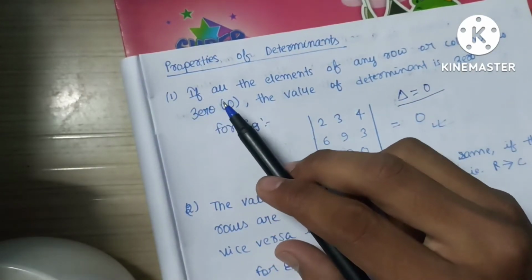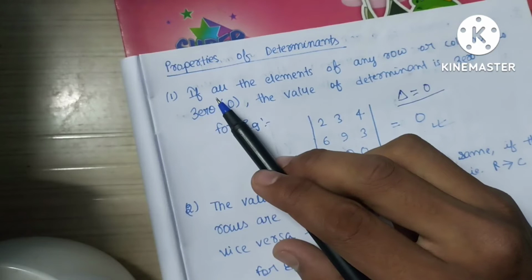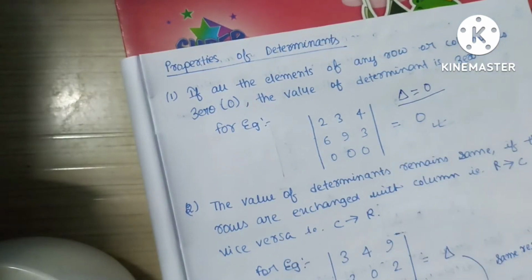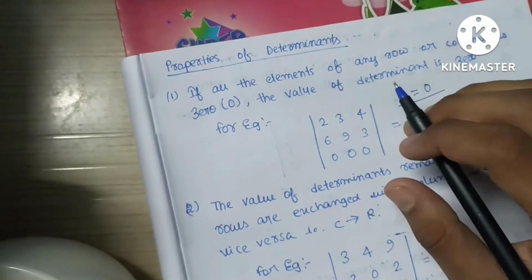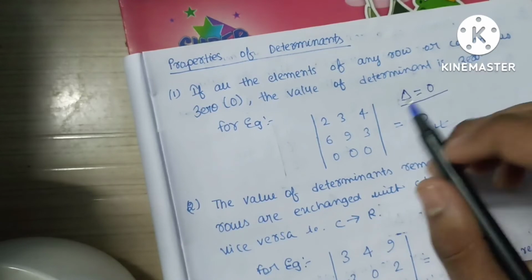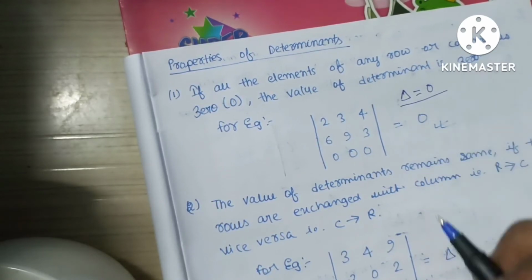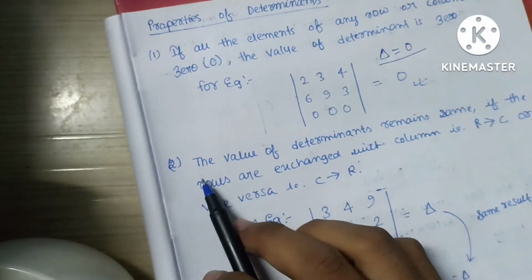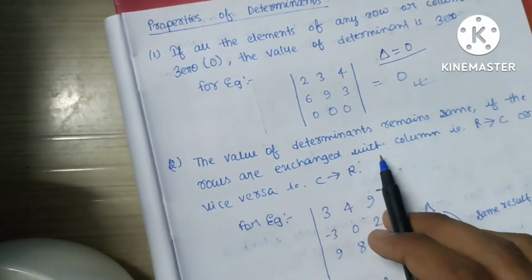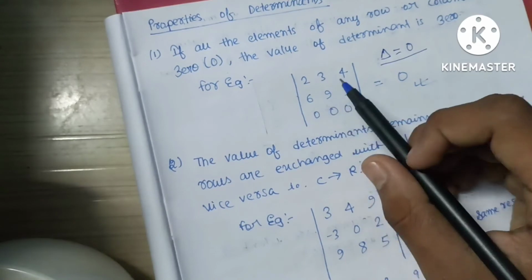So we have already discussed the first property. Hope it is clear. It is very simple. If any row or any column is 0, then the answer will be 0. But the thing is that all the elements of a particular row or column must be 0, then only the answer is 0. So the second property: the value of the determinant remains the same if the rows are exchanged with the columns. It is very simple.